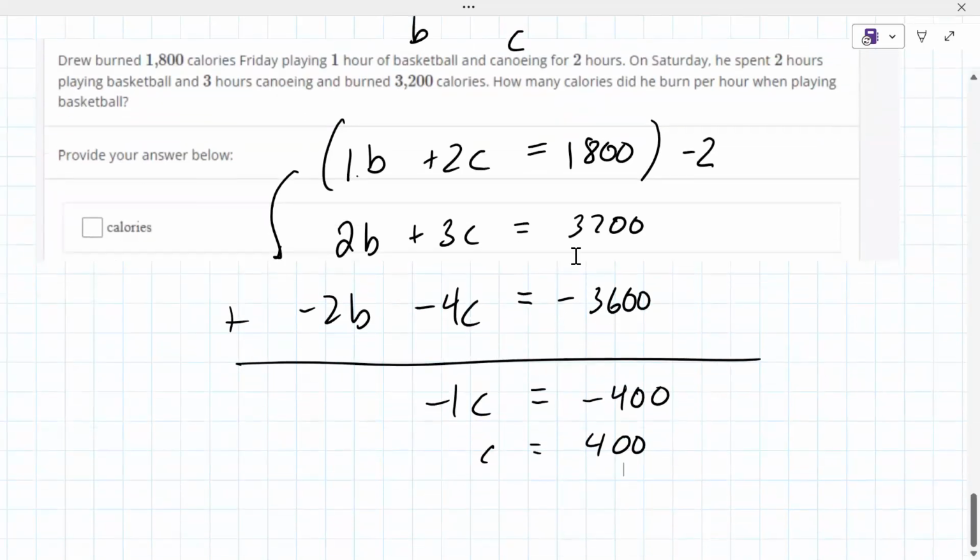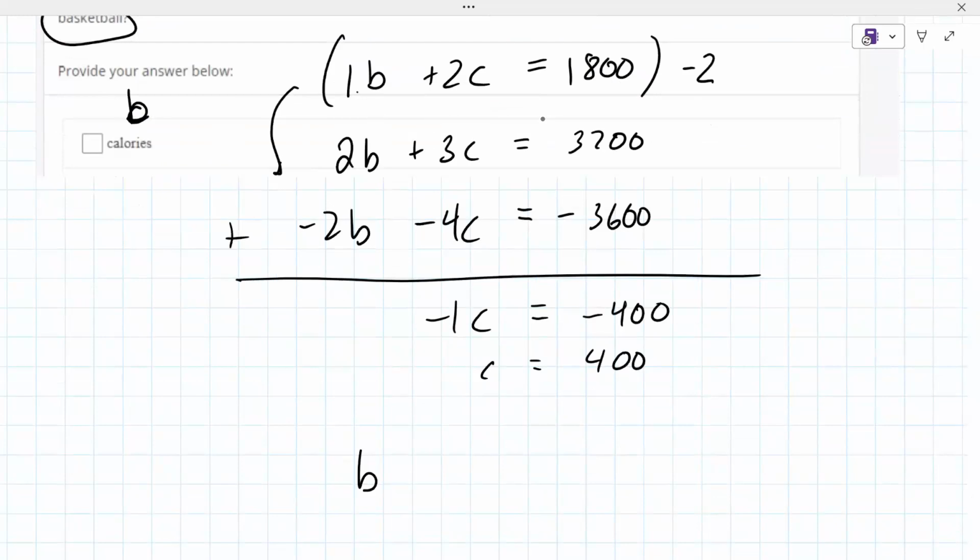Yeah. But that's not what they want. They want the basketball. So we got to be careful. We want the basketball calories, not the C. So you have to go back to this equation. B plus 2C equals 1800. I want you to put this number in for C and solve for B, please. Well, you have to put the 400 in. So I will multiply by 2.